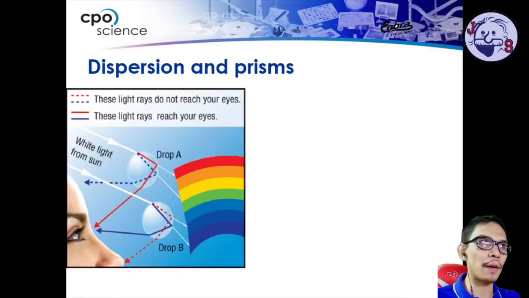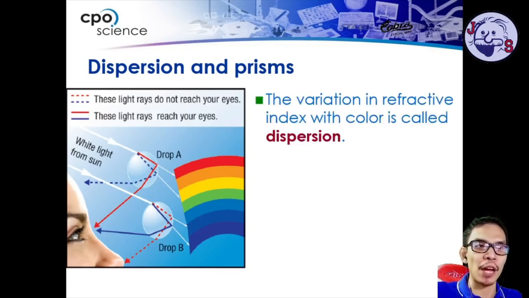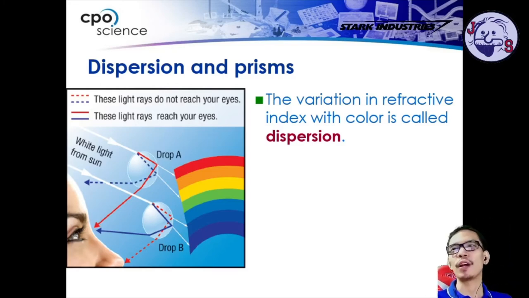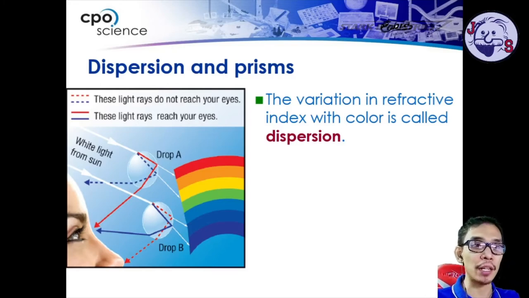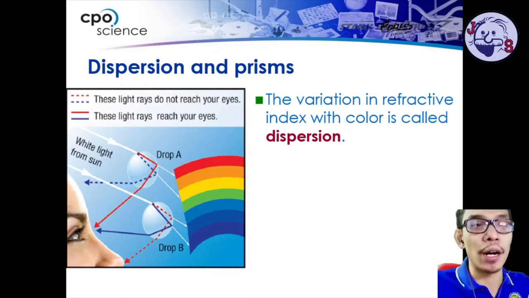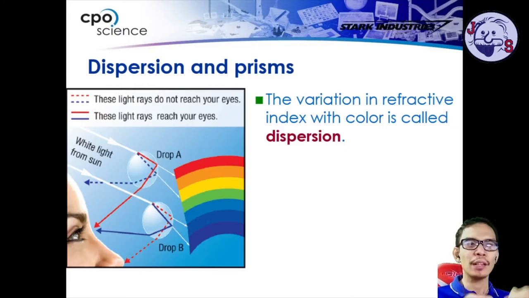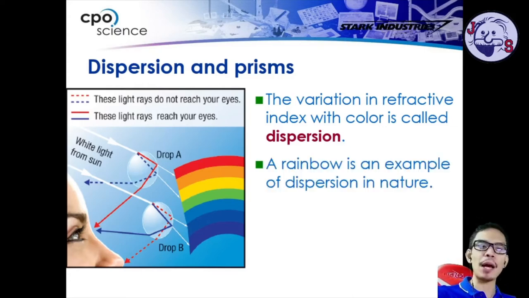Another part of refraction, but a very unique part of refraction, is dispersion. Dispersion happens when light passes through a certain material and distributes.